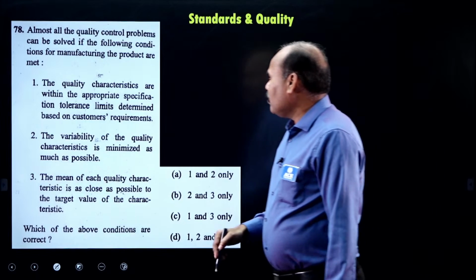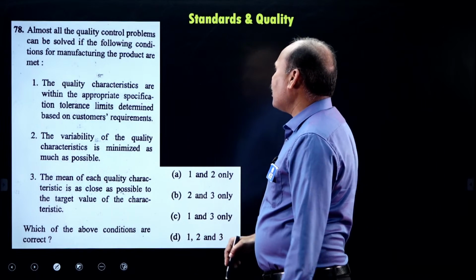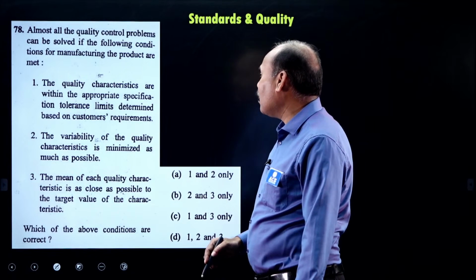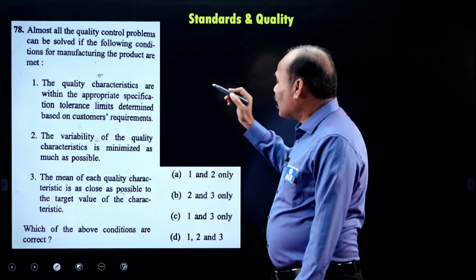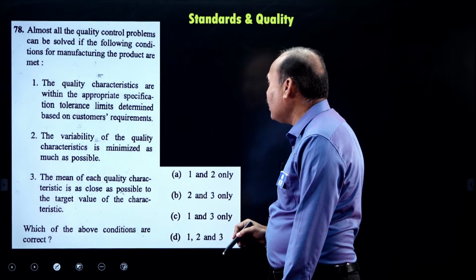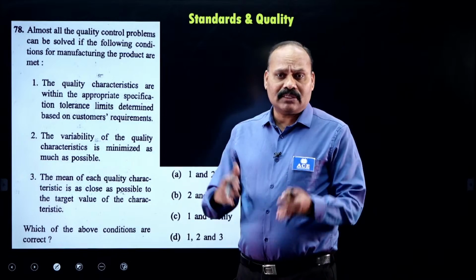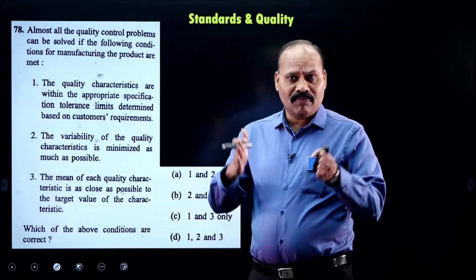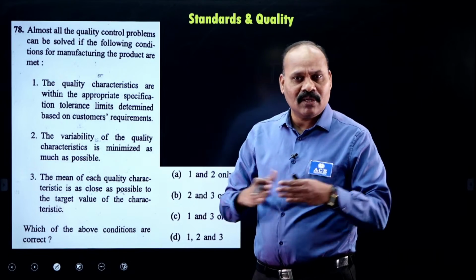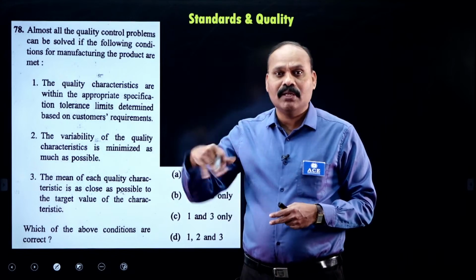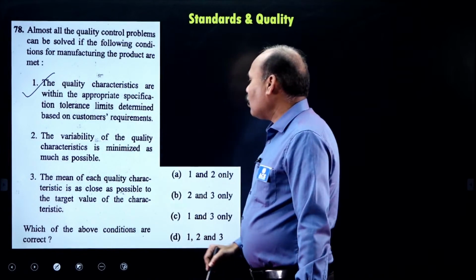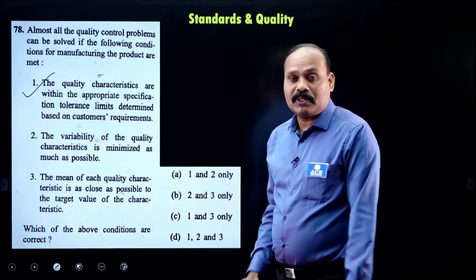And coming to this question, almost all the quality control problems can be solved if the following conditions for manufacturing the product are met. The quality characteristics are within the appropriate specification tolerance limit determined by the customer requirements. Customer will give the requirements in the form of tolerances like upper specification limit and lower specification limit, and our product should be within the limits only. So it is correct.